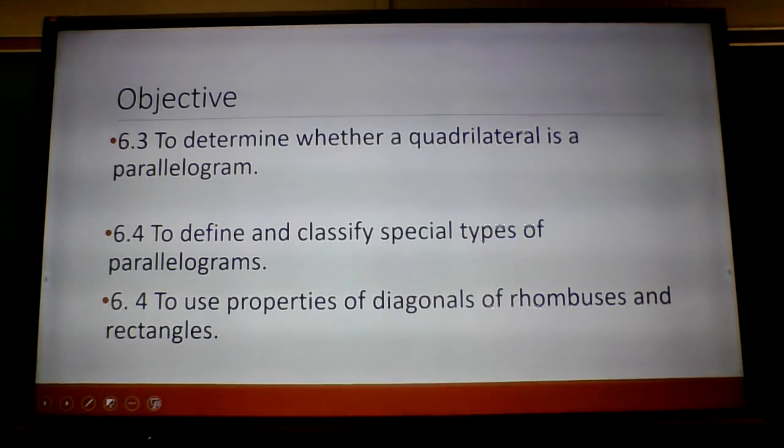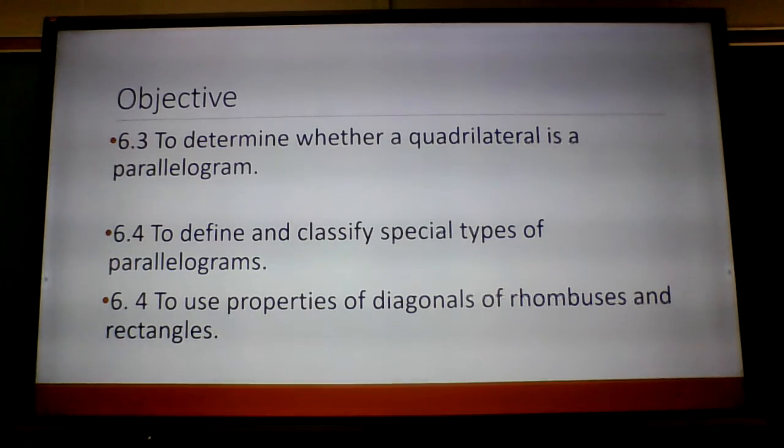Our objective today is to determine whether a quadrilateral is a parallelogram, to define and classify special parallelograms, and to use properties of diagonals of rhombi or rhombuses and rectangles.